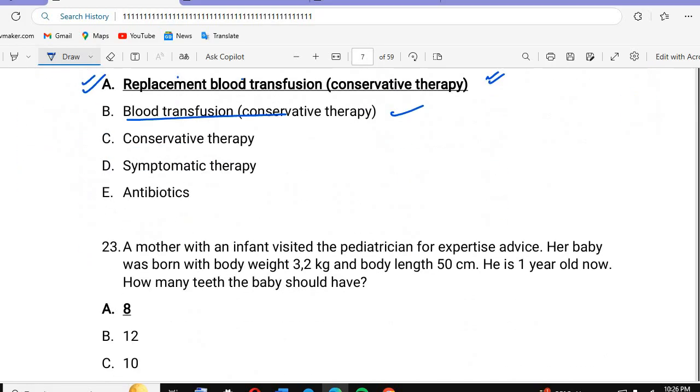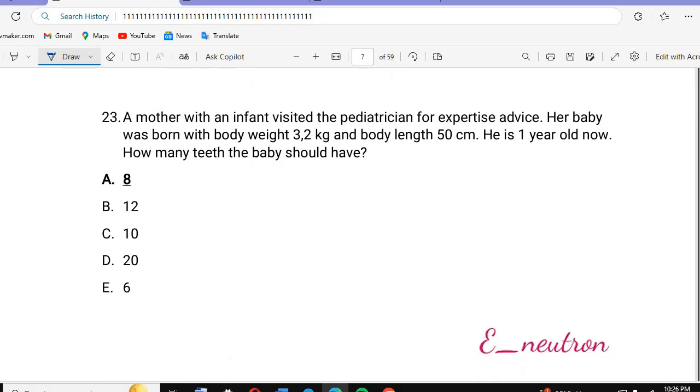Okay, after that we have question number 23. A mother with an infant visited the pediatrician for expert advice. Her baby was born with a body weight of 3.2 kg and a body length of 50 centimeters. He is 1 year old now. How many teeth should the baby have?